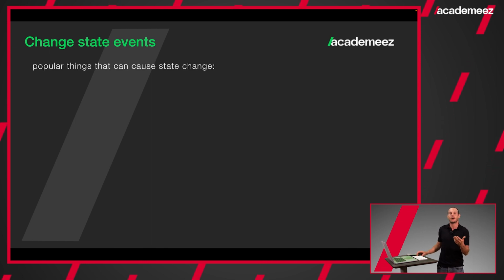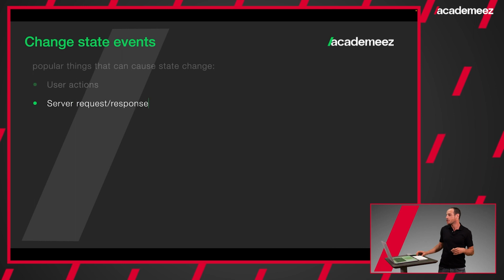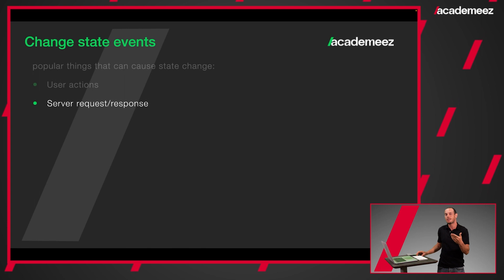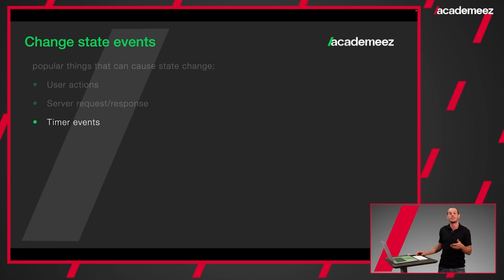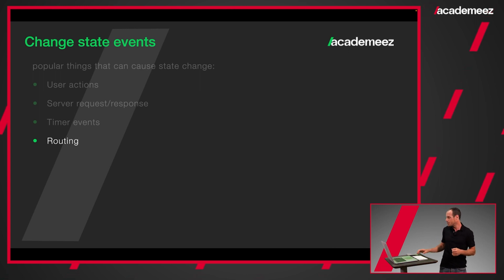So popular things that can cause a state to change are, for example, user actions like clicking a button, mouse over, or whatnot. So user action, server request or response. Often you get a response back and you want to change the state with information that you got from that response. You might get a timer event. You might set a setTimeout or a setInterval, and then periodically change a state after some kind of time interval. You might do a state change when you do routing. So for example, your user is moving from one screen to another. You might change the state due to that route transition.